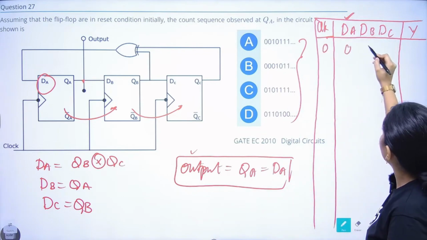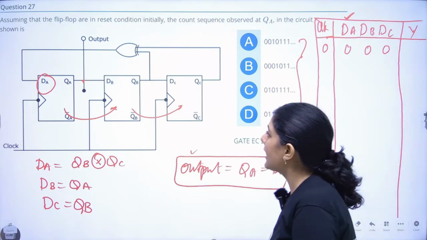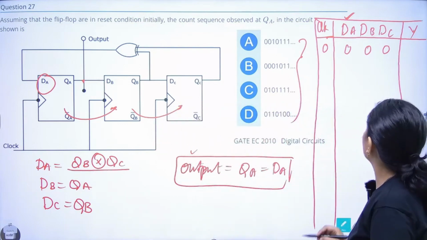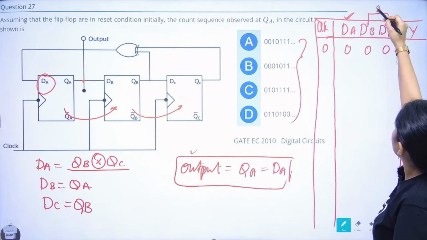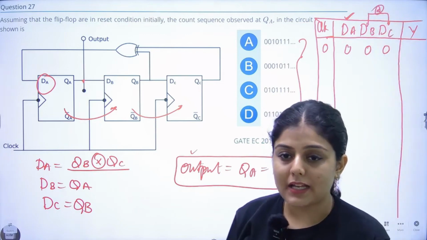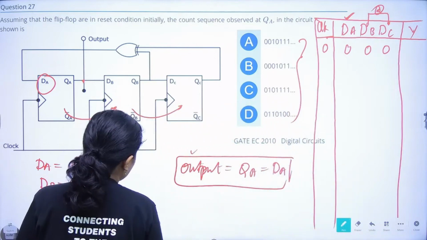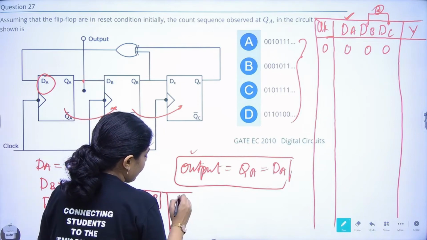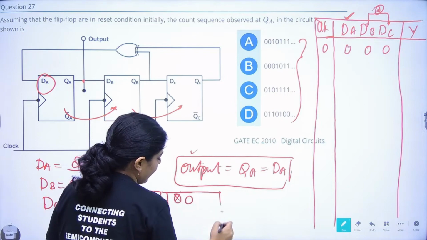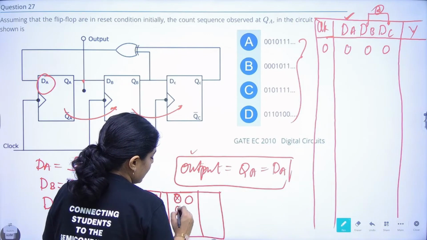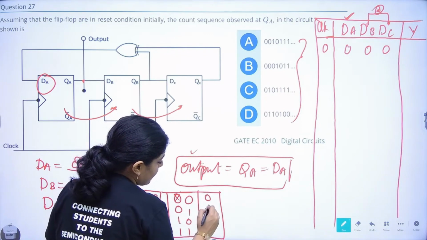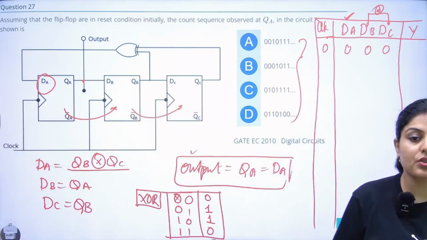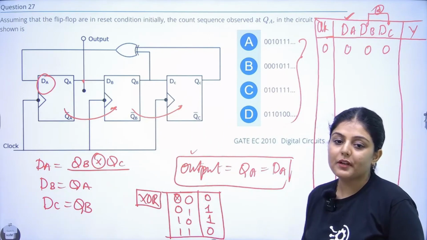Let's say clock 0, they are all reset. What will the value of Y become? Y is nothing but QB XOR QC. So DB XOR DC value we have to take as XOR. You know the XOR gate truth table, so I am drawing it here. What's the XOR gate truth table? I'm directly drawing it rather than writing input and output. 0 0 gives 0, 0 1 gives 1, 1 0 gives 1, 1 1 gives 0. When the inputs are different, the output of the XOR gate will become 1, and when the values are the same, it will become 0.